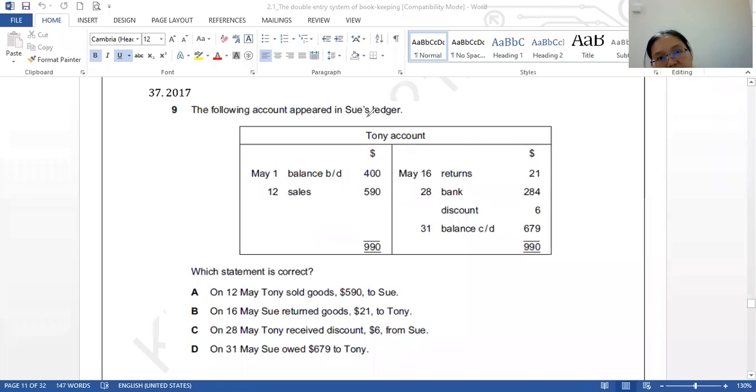The following account appears in Sue's ledger for Tony. Balance is put down on the debit side, so this is a trade receivable. Which statement is correct? On the 12th, Tony sold goods. This one should be Sue sold. On the 16th, Sue returned, not Sue returned, this should be Tony returned. On the 28th, Tony received discount $6 from Sue. Yes, this one is correct. On 31st May, Sue owed, not Sue owed, it is Tony owed. So your answer should be C.